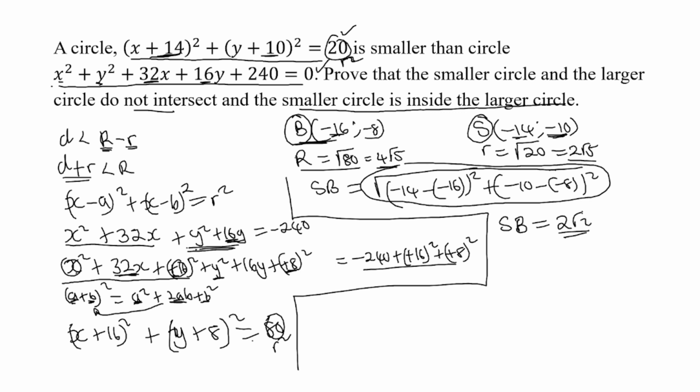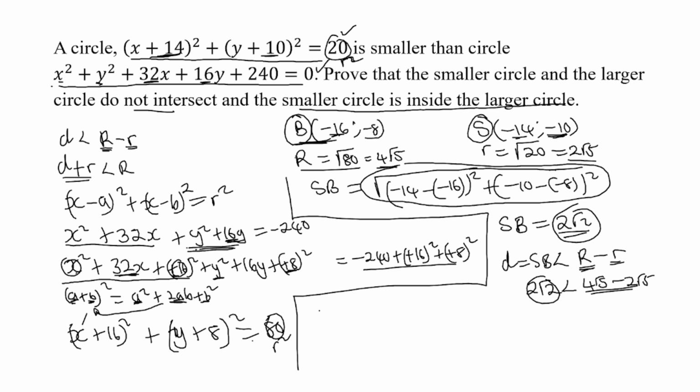So now this is the distance between the two centers. We can see that this distance between the two centers, which is SB, is less than R minus r, the radius of the larger circle minus the radius of the smaller circle. Or let me write the numbers: 2 root 2 is less than 4 root 5 minus 2 root 5. See that? Because this will give you 2 root 5, which is greater than this.